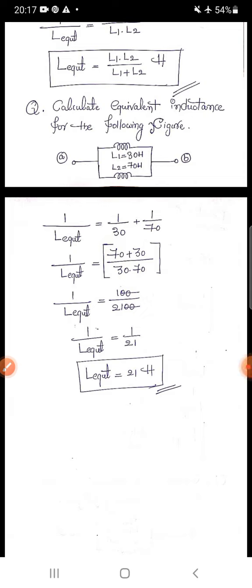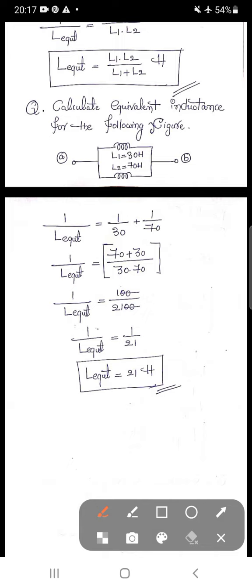Based on this parallel connection of inductors, we can solve one problem. The question is: calculate the equivalent inductance for the following figure. The given figure is like this: L1 and L2 are both connected in parallel. Our question is to find the equivalent inductance for this parallel connection of two inductors.